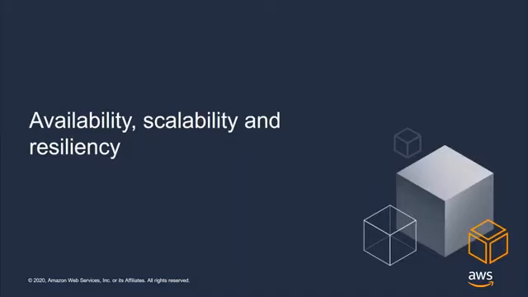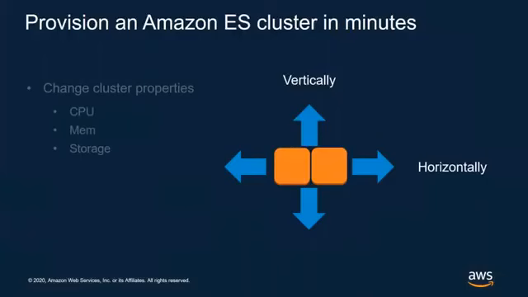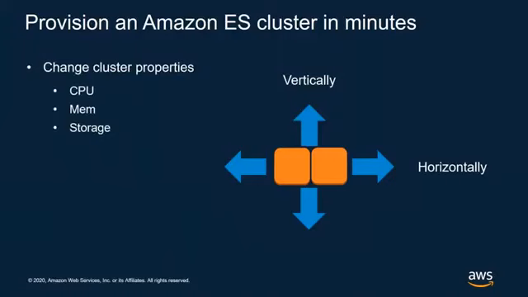So let's take a look at some of the availability, resiliency, and scalability features that the service offers. First of all, as I mentioned earlier, you can provision an Amazon Elasticsearch cluster in minutes. Through the API, the CLI, CloudFormation, or the console, you can change cluster properties such as the CPU specs, memory, storage, and the instance types on AWS. You can choose compute-aligned instances, storage-aligned instances, or memory-aligned instances. You can scale these vertically or horizontally depending on the needs of your search solution.